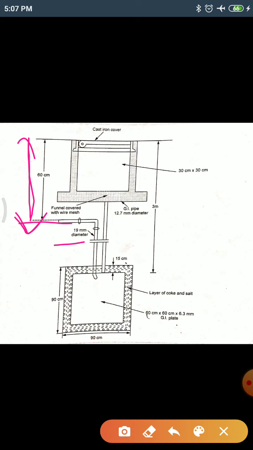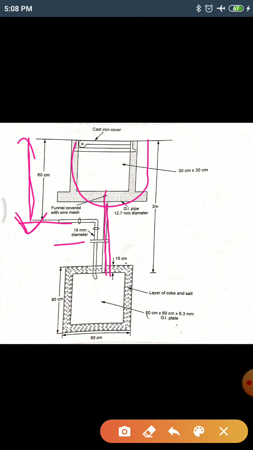And this plate is provided with a funnel, which you can use for pouring water during the summer season. The GI pipe is fitted with a funnel on the top in order to have an effective earthing. Salt water is poured periodically through the funnel.